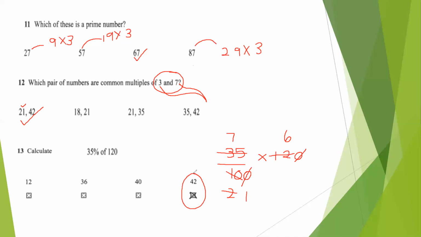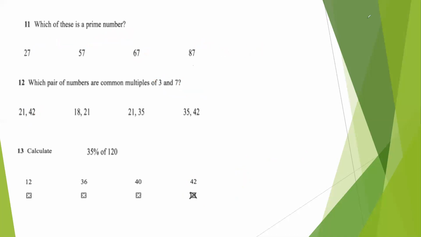So what you have to do first, you write this 35% as a fraction. After that, you use the multiplication sign and write the number. After that, you have to simplify, right? Now, up to now, we have done 3 questions. Let's move to the next slide.